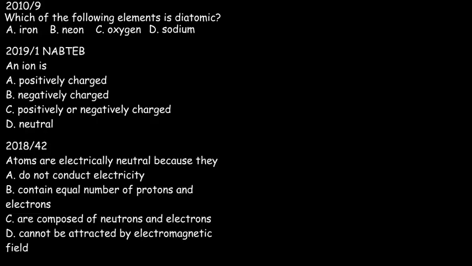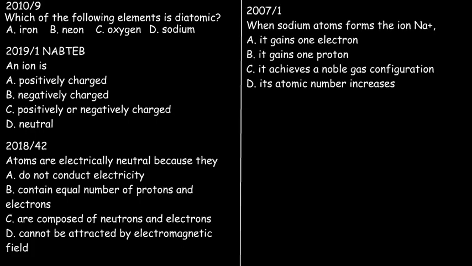Now our next example states that atoms are electrically neutral because they A. Do not conduct electricity, B. Contain equal numbers of protons and electrons, C. Are composed of neutrons and electrons, D. Cannot be attracted by an electromagnetic field. Now atoms are electrically neutral because they contain equal numbers of protons and electrons, so they have equal positive and negative charge which cancel out and they remain electrically neutral, so the correct option is B.